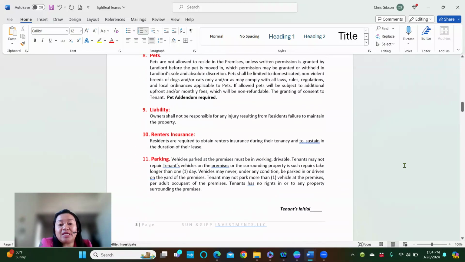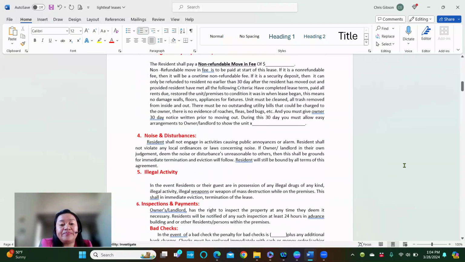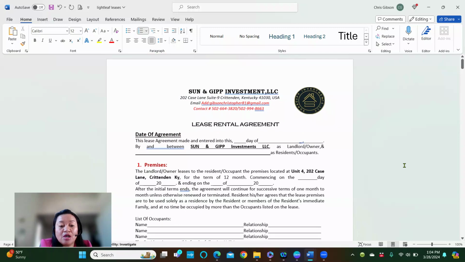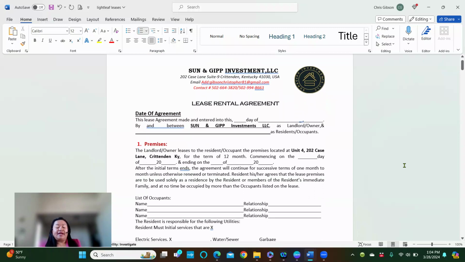So now I will explain to you one by one about each part. For example, the date of agreement. This lease agreement is made and entered on this day. For example, the tenant signs the lease today. Today is March 28, 2024. So they must write it down in here: March 28, 2024.